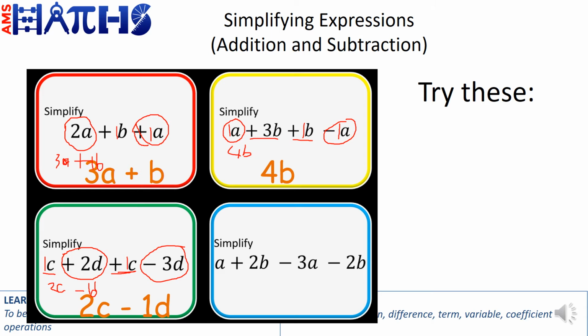And our final one is 1A, and we need to subtract 3 A's. So 1A minus 3A, 1 minus 3 is minus 2A. Then we will work on our B's. So 2B minus 2B, so positive 2B minus 2B, 0B. So we don't need to write that. So our final answer is minus 2A.